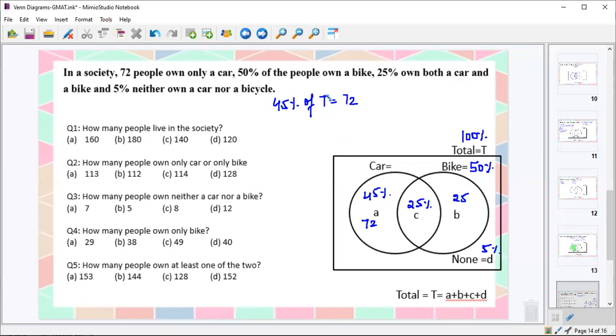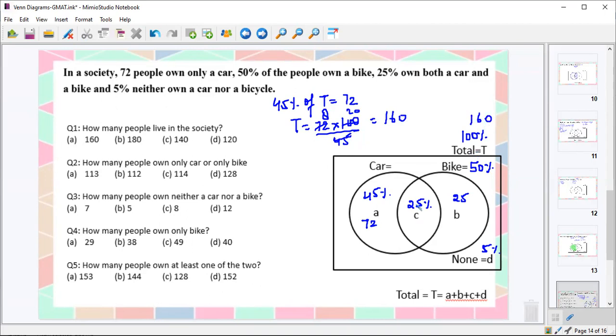So now, what is going to be the total? 45% of total is 72. So I can say my total is equal to 72 into 100 by 45. Or I can write this, this becomes 8 and this becomes 20. So this becomes 160. So I can say my total number of people is 160.